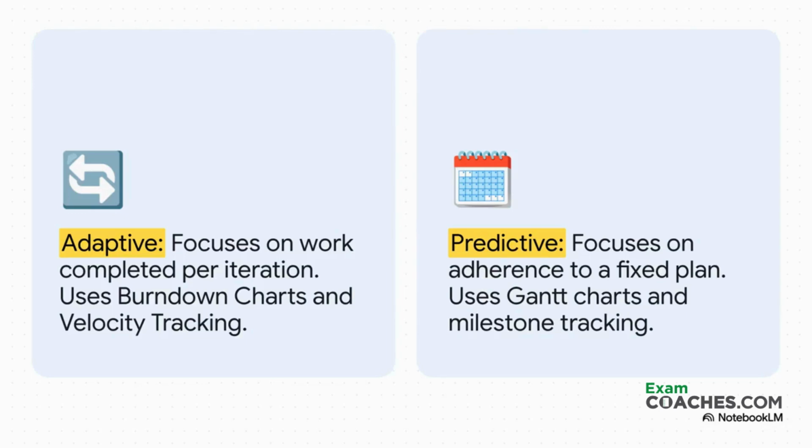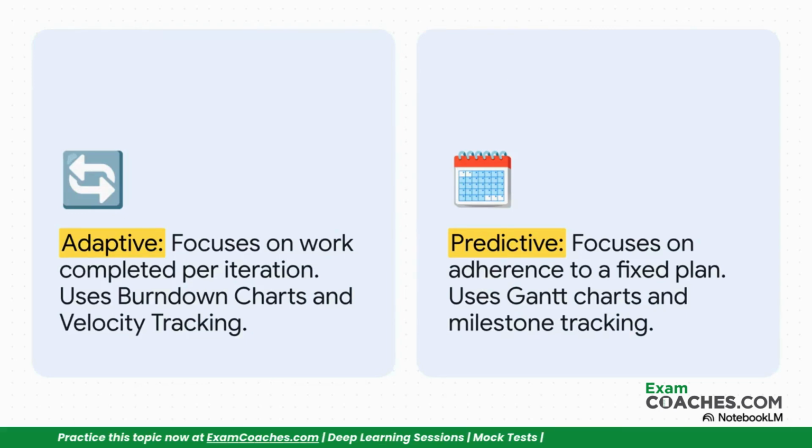How we track progress is also worlds apart. Predictive projects are always asking, are we on schedule? Are we sticking to the plan? But adaptive projects ask a totally different question. How much did we actually get done in the last cycle? And what does that tell us about our next one? It's about progress, not just process.